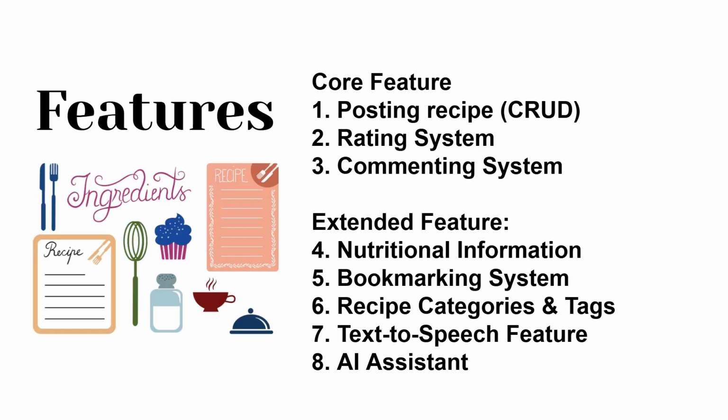For our features, we plan to propose a total of 8 features, 3 core features and 5 extended features. The core features would include our CRUD, which is posting recipes, a rating system, and a commenting system. Those 5 extended features would be the nutritional information feature, bookmarking system, recipe category and tag feature, a text-to-speech feature, and lastly an AI assistant feature.